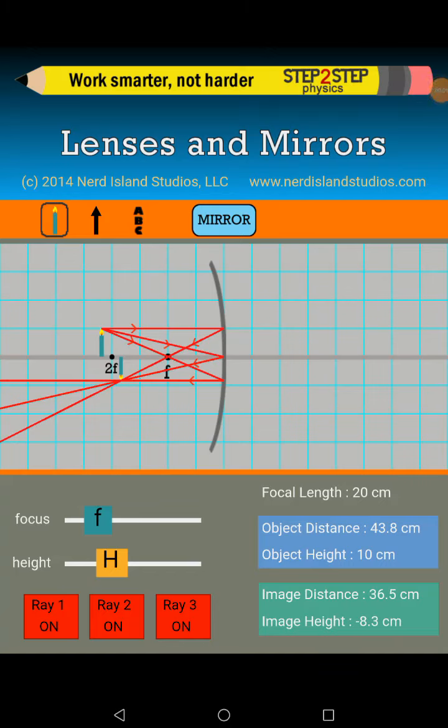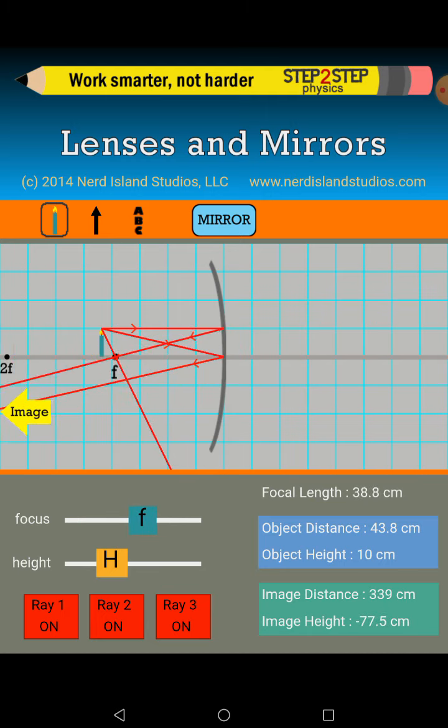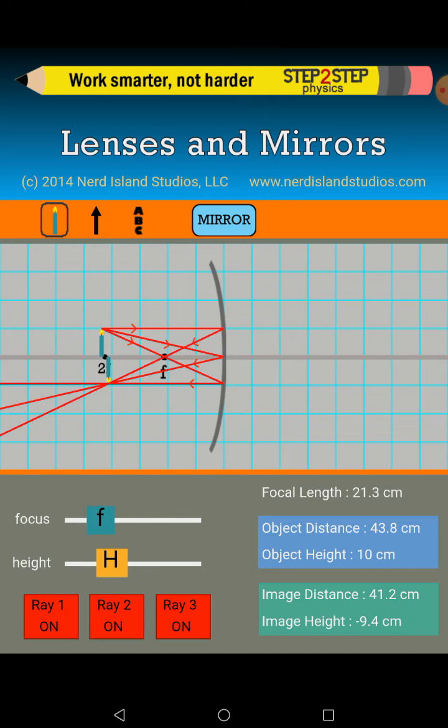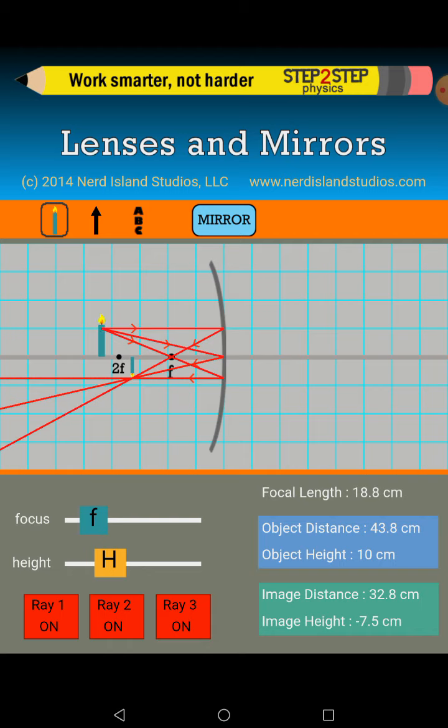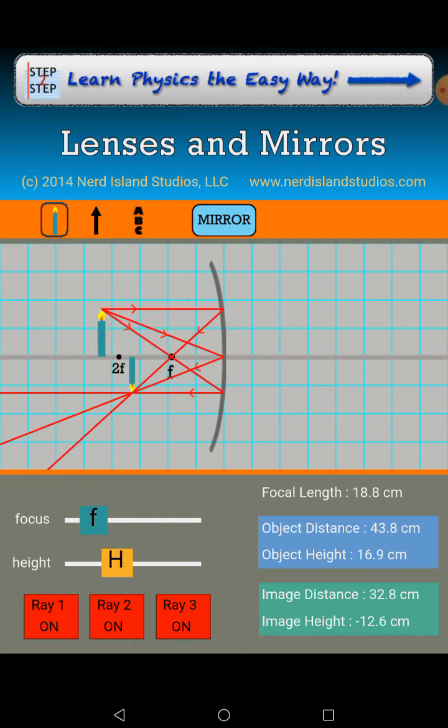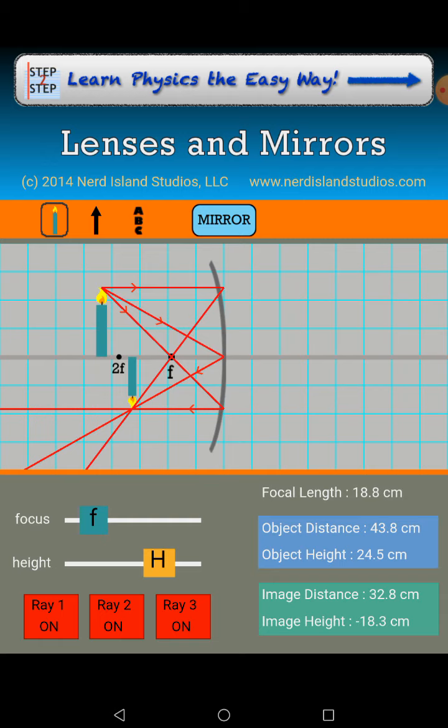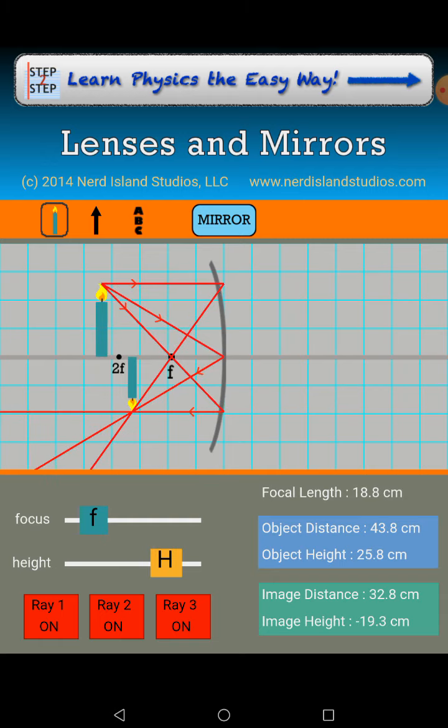Hello everyone. In today's tutorial, we will understand how the image of an object is formed if we have a concave mirror. I will just tell you that this is the slider to adjust the focus of this concave mirror. Then this is a slider through which we can adjust the height of the object. Okay, so let us keep the slider at this point.